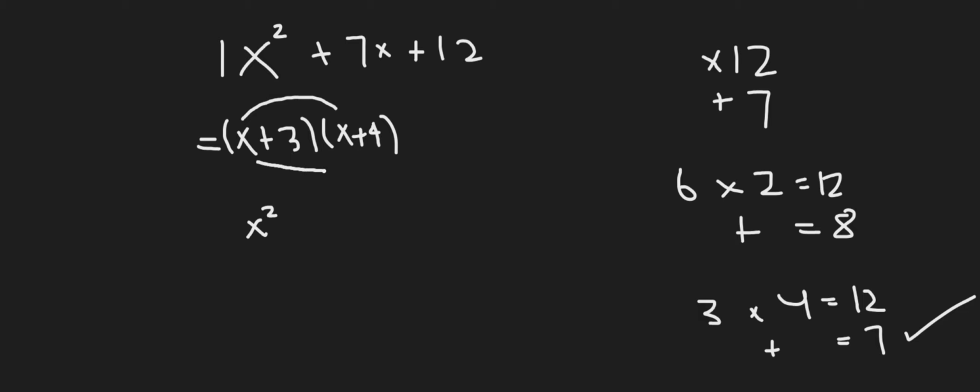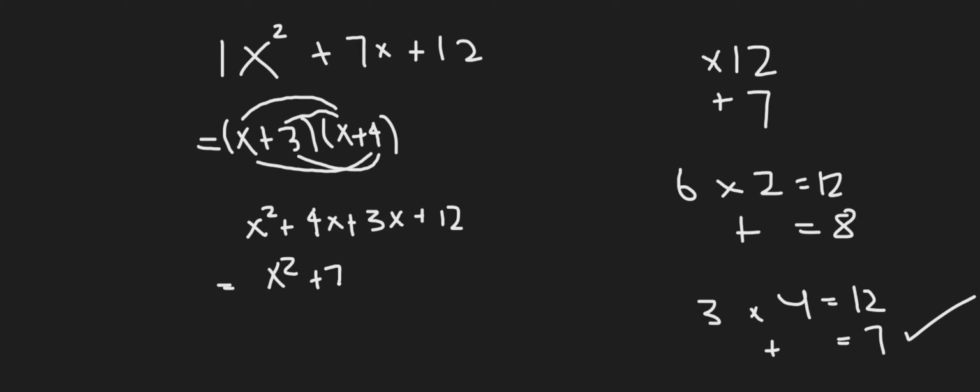Now we can use the FOIL method to check if our answer is right. X times x is x squared. X times 4 is 4x. X times 3 is 3x. And 3 times 4 is 12. So now we go back to the original expression, which is x squared plus 7x plus 12. That means we've answered it right.